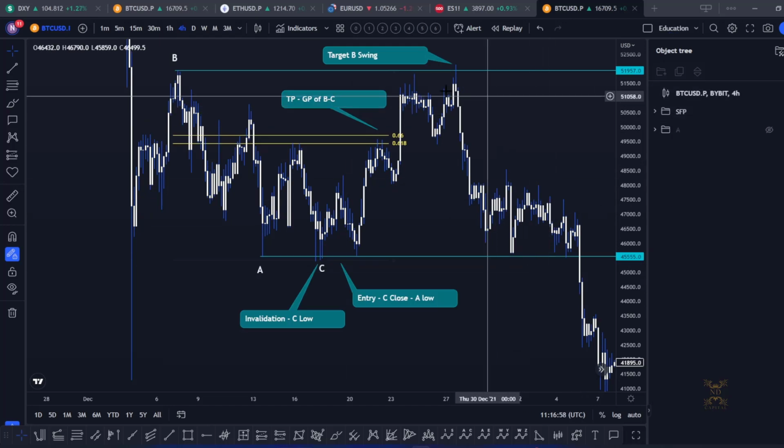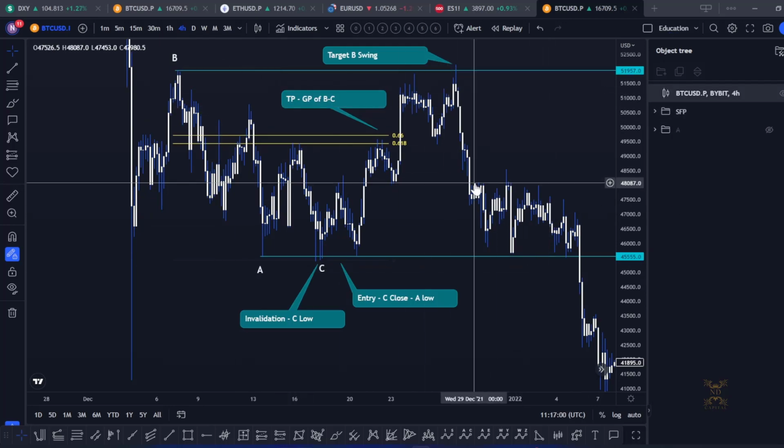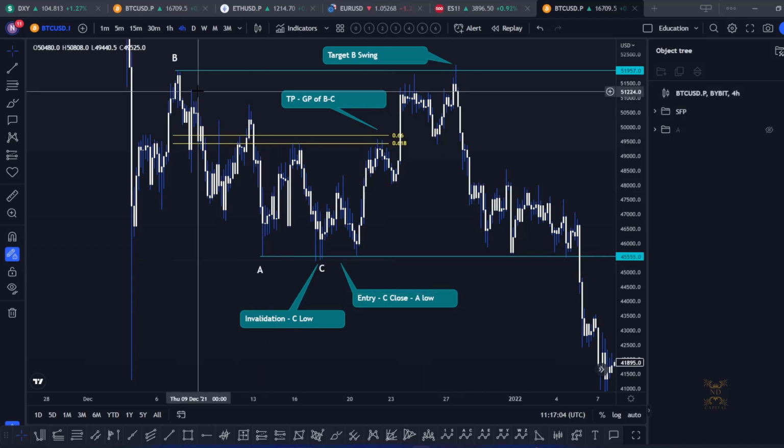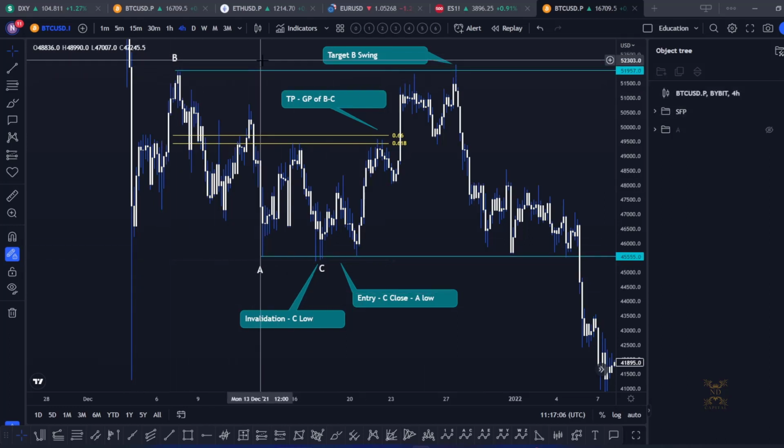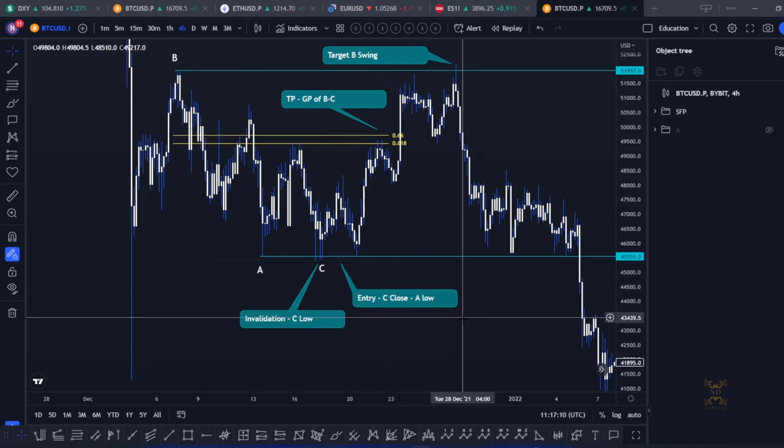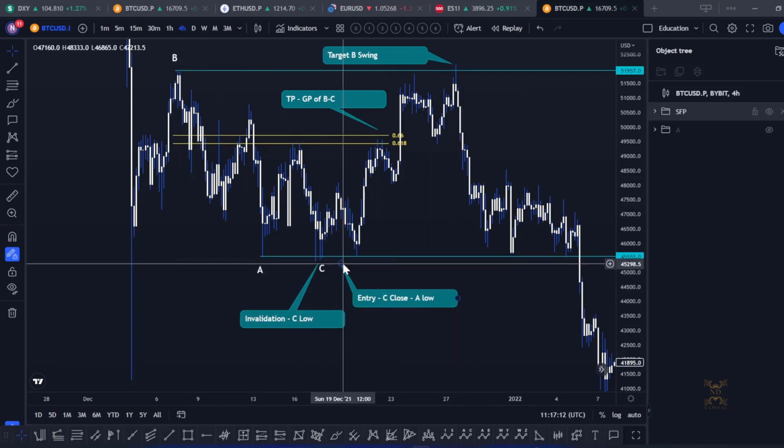So for the SFP, you need 3 points, A, B and C. Point A is where you have the pivotal low. Point B is where you have the target for the overall trade. And point C is your entry, okay?